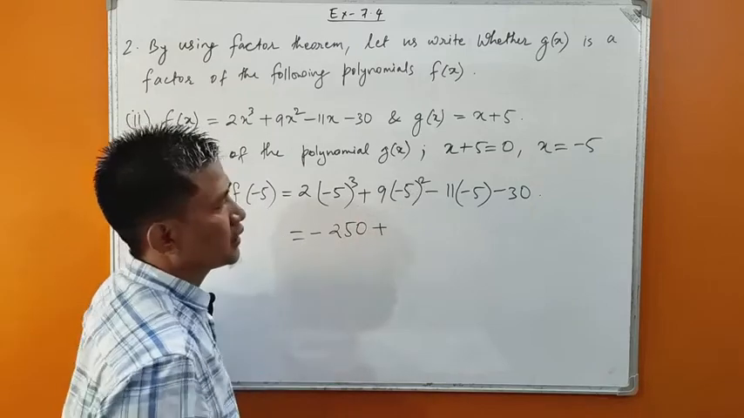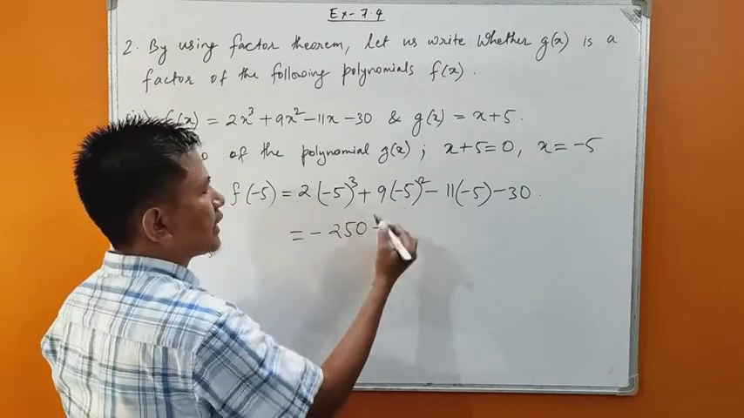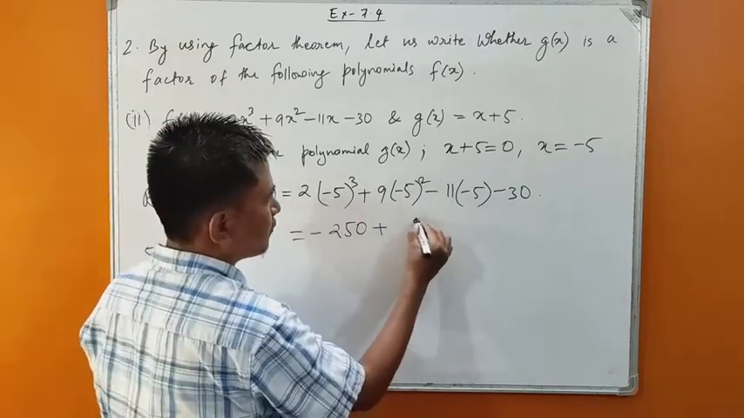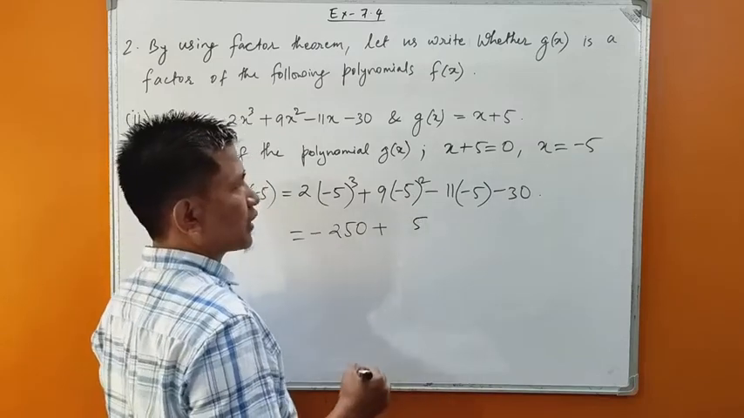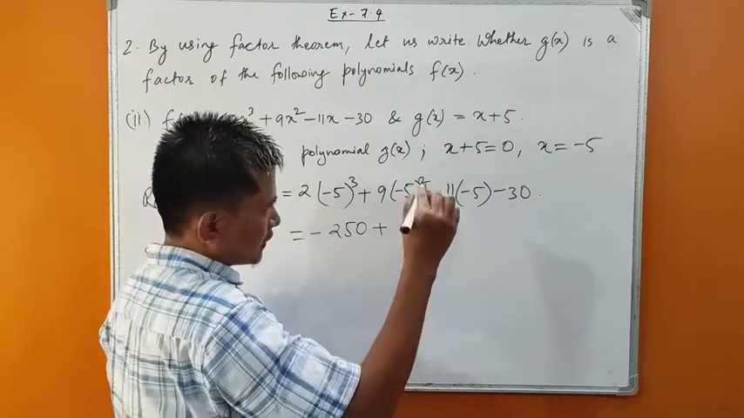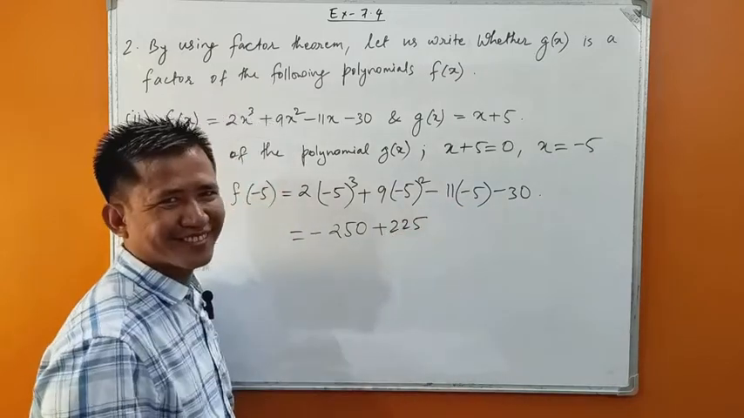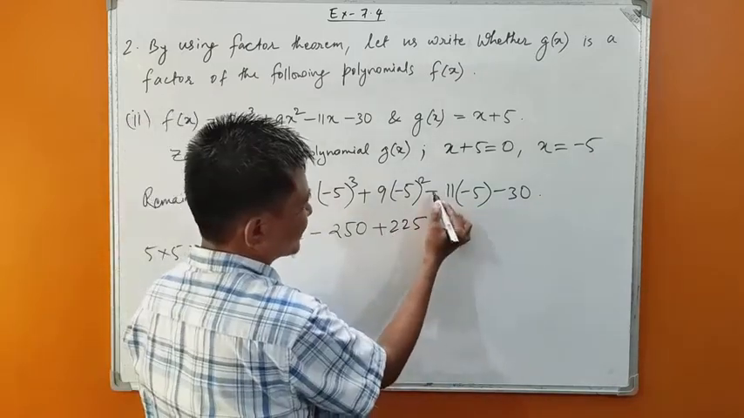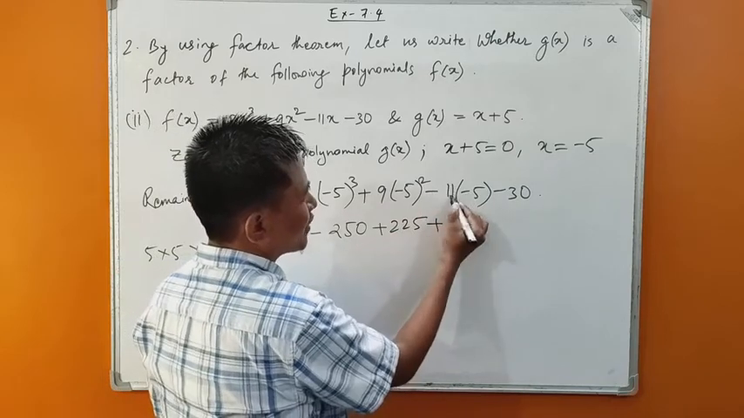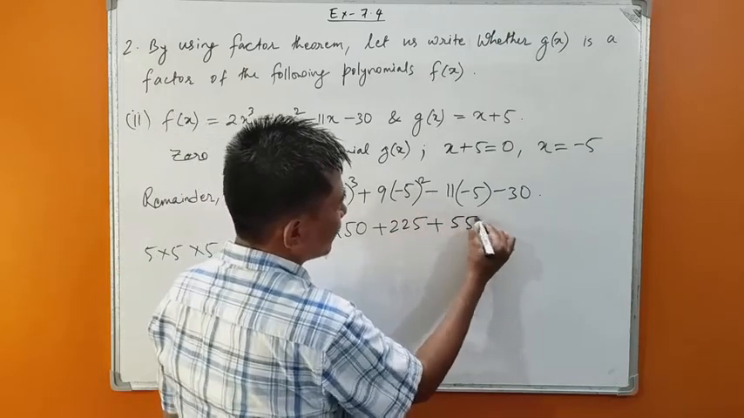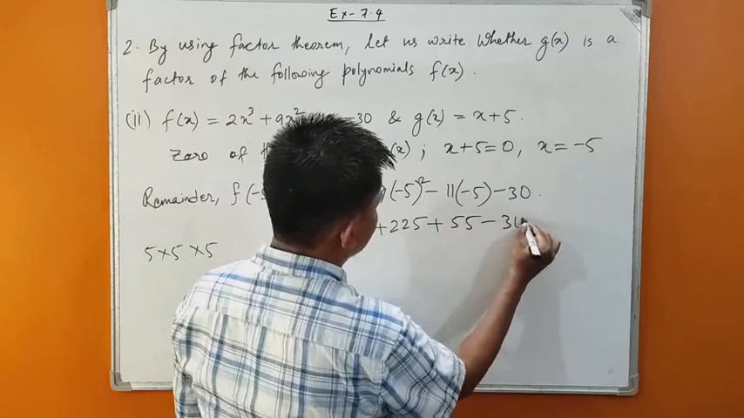5 squared is 25. 25 into 9: 9 5s are 45, isn't it? 9 2s are 18. 18, 19, 20, 21, 22. Are you getting me? Yes. This is very, very simple, isn't it? Minus into minus is plus. So 11 5s are 55. And this is minus 30.